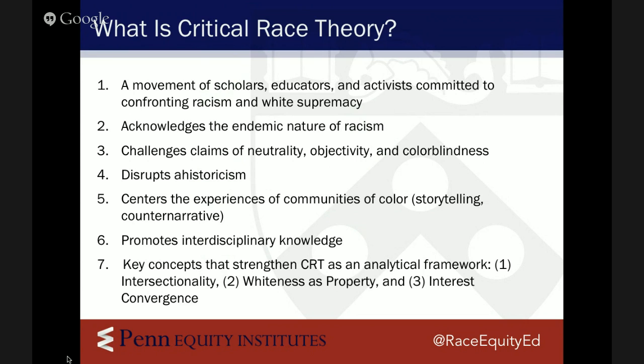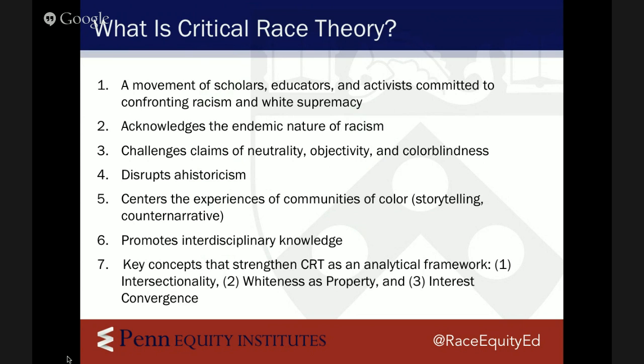Third tenet is that critical race theory challenges claims of neutrality, objectivity, and color blindness. So the belief that all people have a fair chance, for example, to attend college if they simply work hard, when in reality it takes much more than working hard. There are a lot of different factors that are sometimes beyond an individual's control that shape their opportunities to experience college.